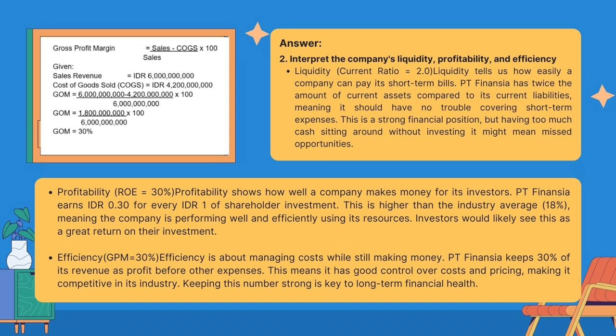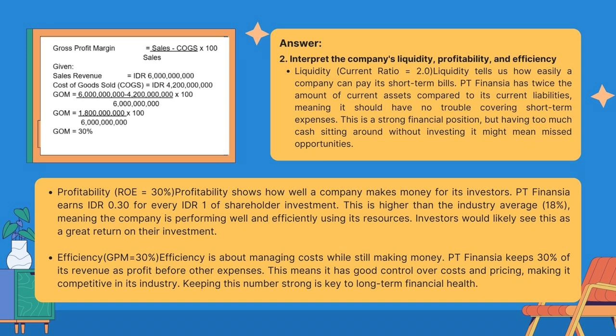And for the profitability, the ROE is 30%. Profitability shows how well a company makes money for its investors. The company earns 30% for every 1 rupiah of shareholder investment. This is higher than the industry average, which is 18%, meaning that the company is performing well and efficiently using its resources. So investors would see this as a great return on their investment.